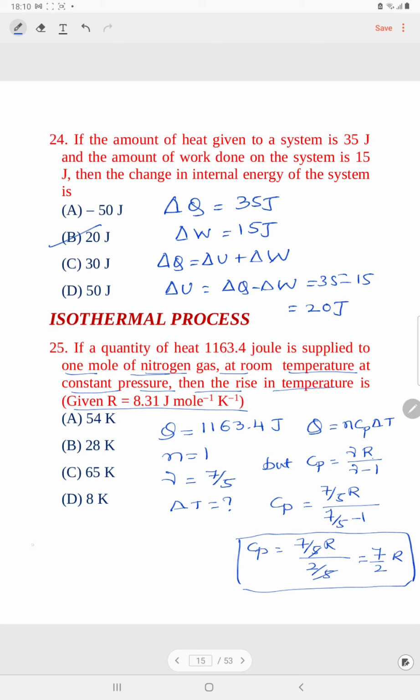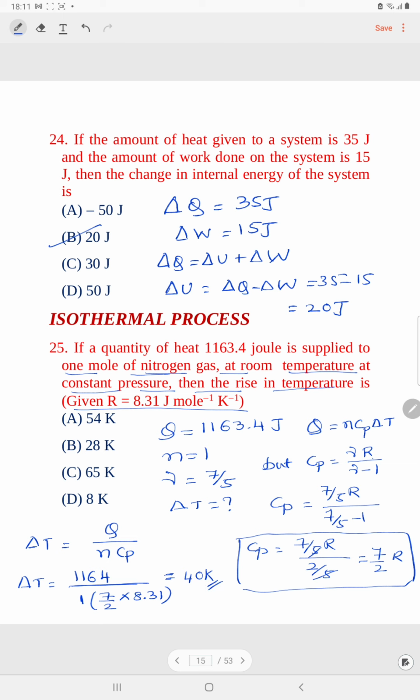Now, to find out delta T using this heat expression, delta T is equal to Q divided by n Cp. This is the formula. Now, delta T equals Q, which is 1163.4. Let me round it off to 1164. N is 1 and Cp value is 7/2 times R, and R is 8.31. Students, if you simplify everything, you will get the change in temperature value as 40 Kelvin.